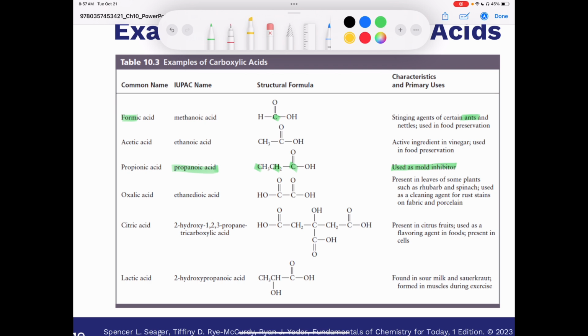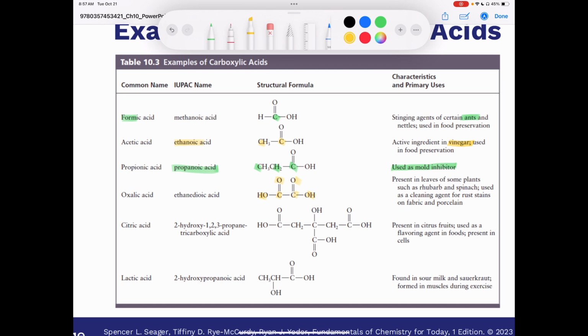Next one is acetic acid, and acetic acid is also known as ethanoic acid. It has two carbons in it. That's the acid that's found in vinegar. Next, they've shown here oxalic acid, and oxalic acid has two carbons in it, but it has two carboxyl groups in it, right? Two carboxyl groups in oxalic acid, also known as ethanedioic acid. And it says here that oxalic acid is present in leaves of some plants like rhubarb and spinach. And if you've ever bitten into raw rhubarb, you know that it is sour, okay?